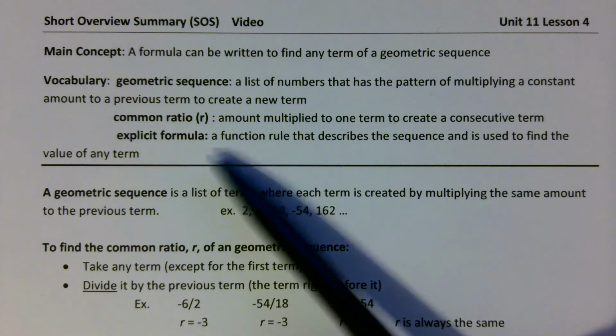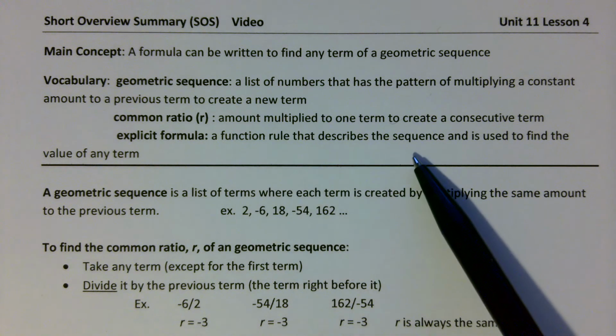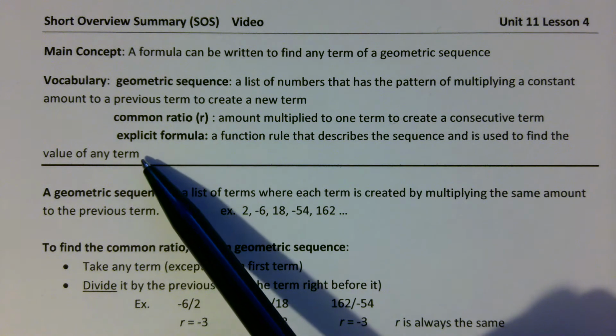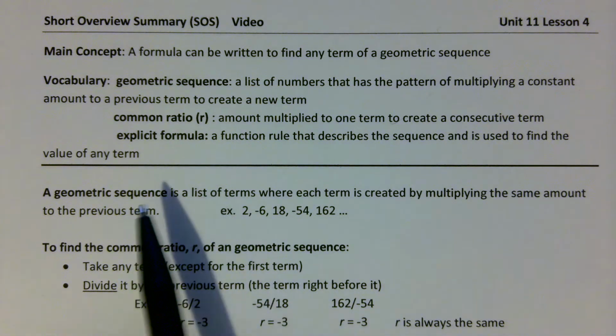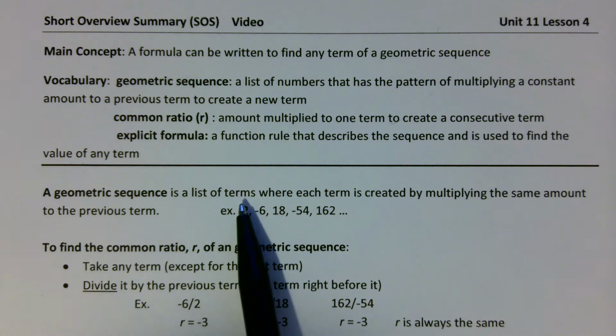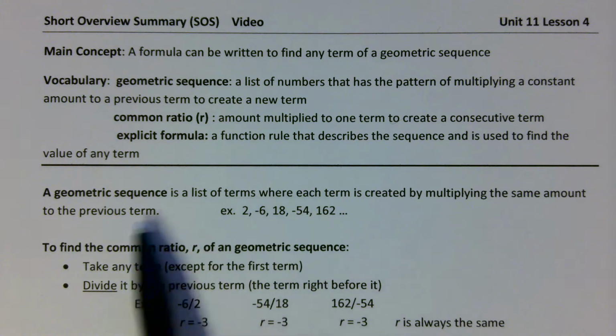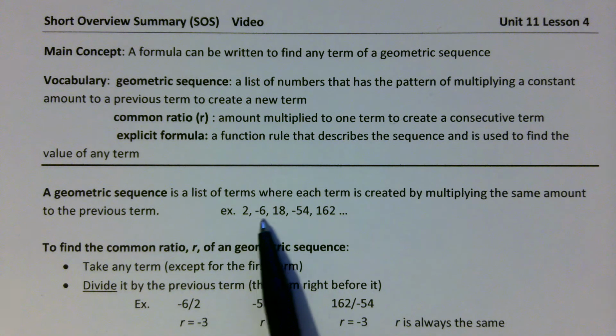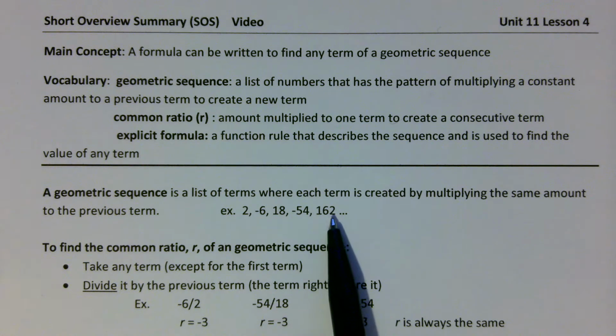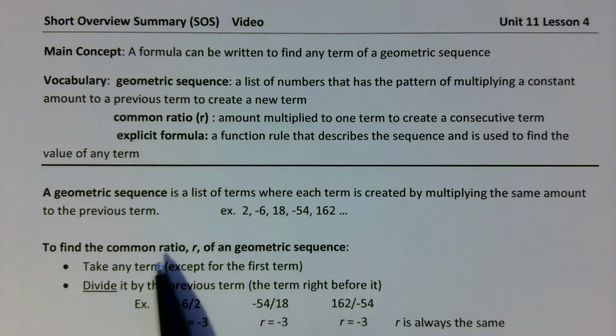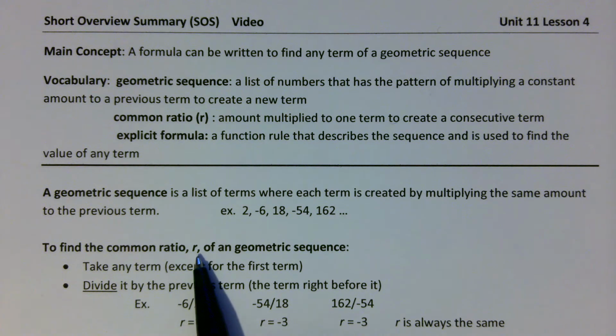An explicit formula is a function rule that describes a sequence and is used to find the value of any term. As a reminder, a geometric sequence is a list of terms where each term is created by multiplying the same amount to the previous term. These terms here are showing a geometric sequence. To find the common ratio, or r, of a geometric sequence, you take any term, except for the first term, and divide it by the previous term, which is the term right before it.